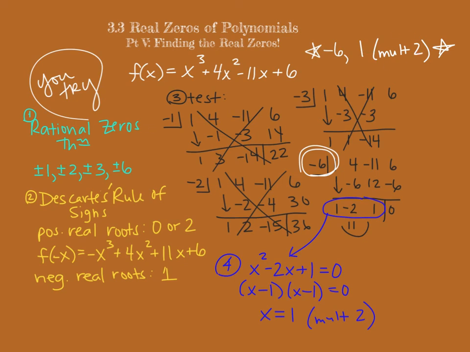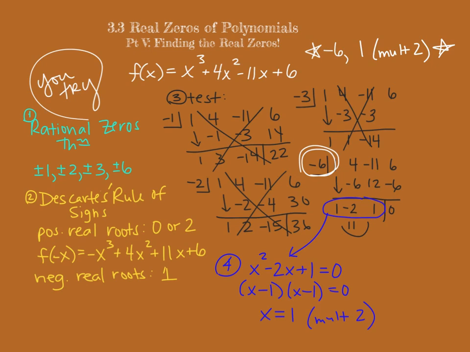The rational zeros theorem gave us these potential zeros. Q was 1 here, so we just had to list the factors of 6. Descartes' rule of signs told us that we had either 0 or 2 positive real roots. Turned out it was 2. And 1 negative real root, which was -6.